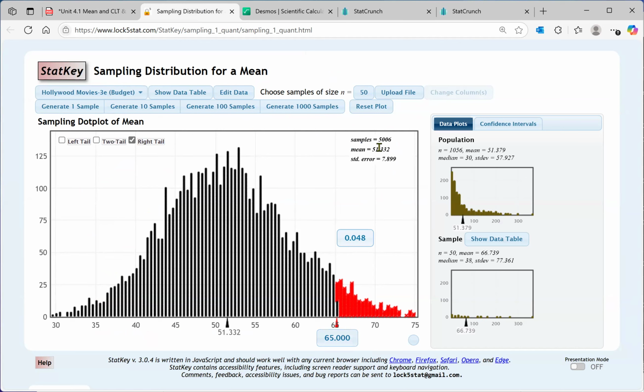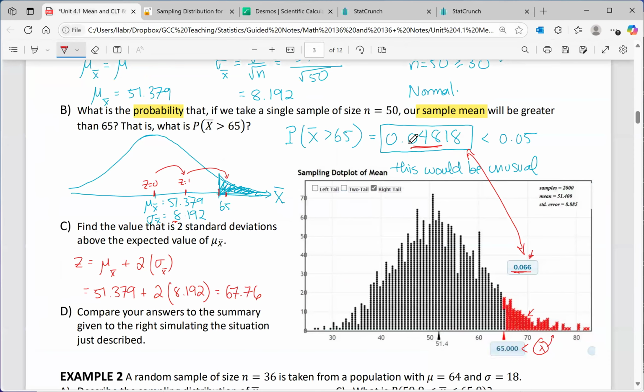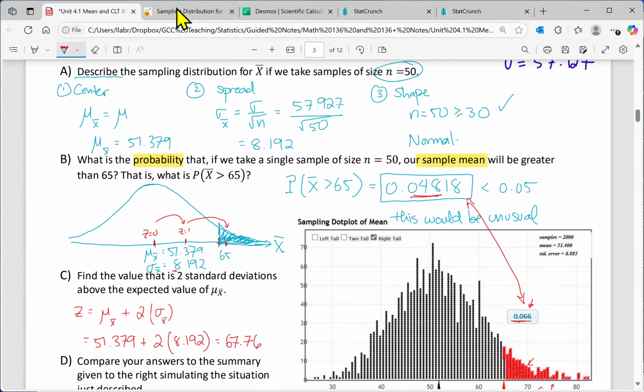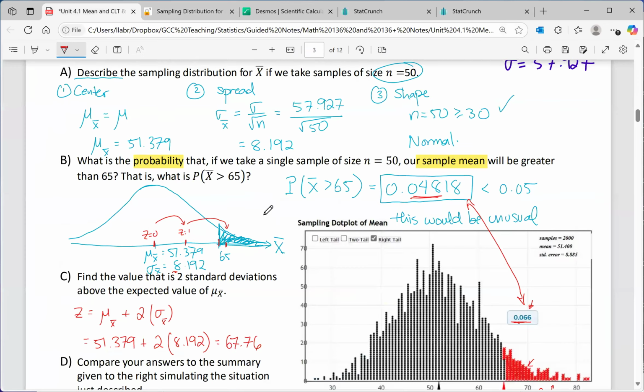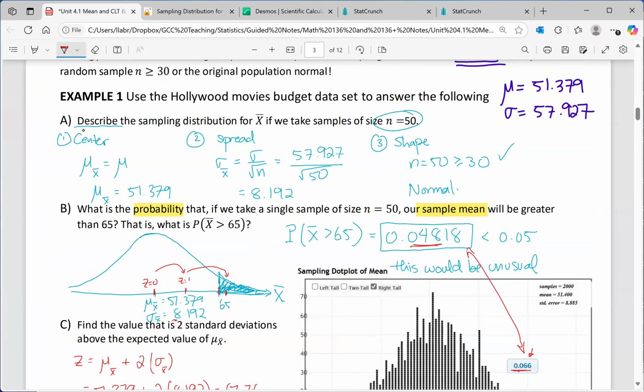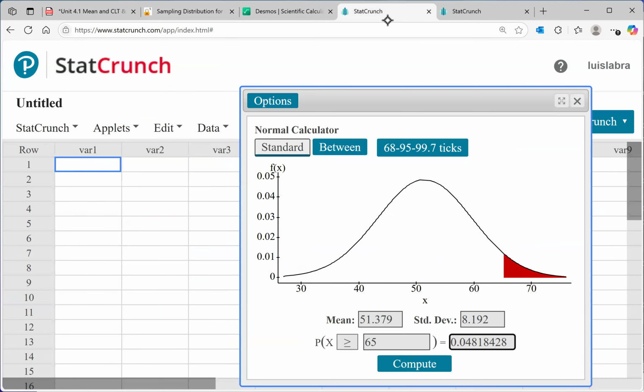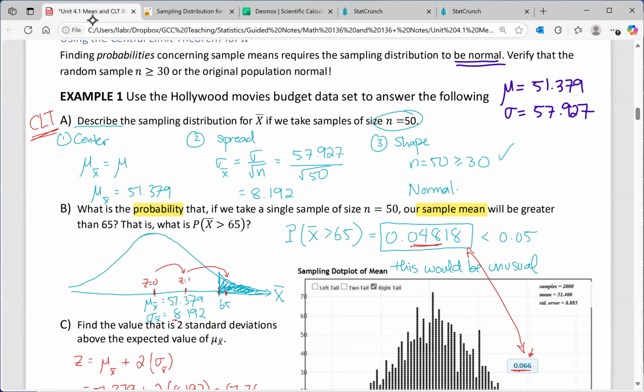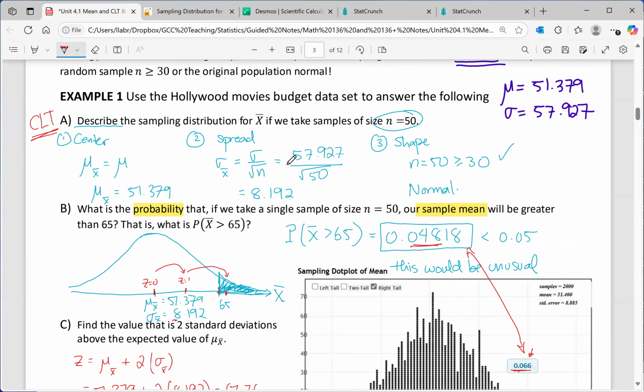And whoa, take a look at that value. If I cut off at 65 with 5,000 samples, the proportion of sample means that are greater than 65 in this simulation is 0.048. So the takeaway from this is we don't even need to simulate anymore, because we simply go ahead and use the central limit theorem. And the central limit theorem, because it tells you center, spread, and shape, means you can simply go to the normal calculator to find probabilities. There is no more need for you to simulate.